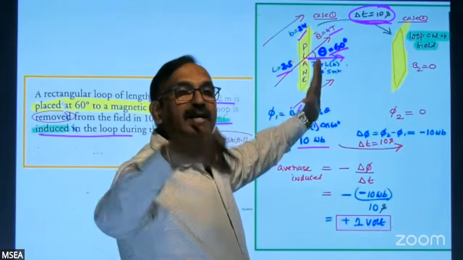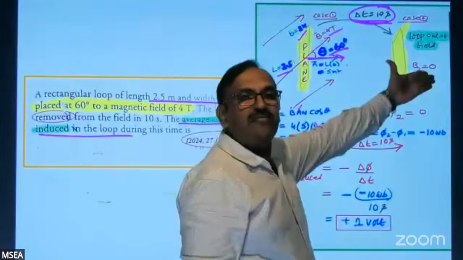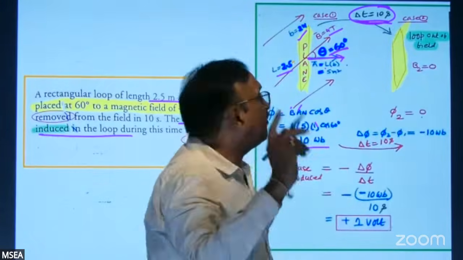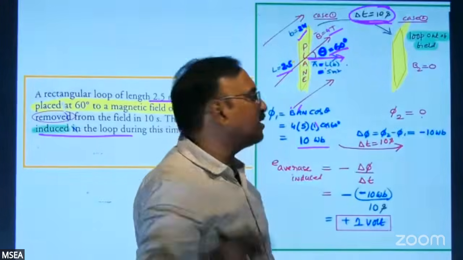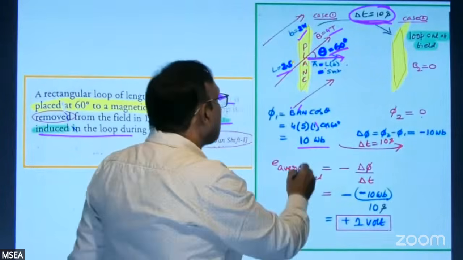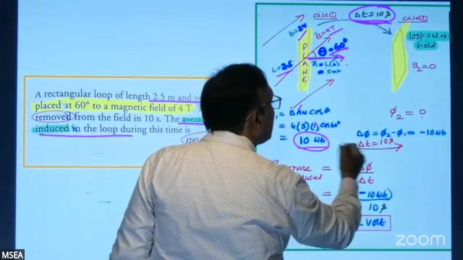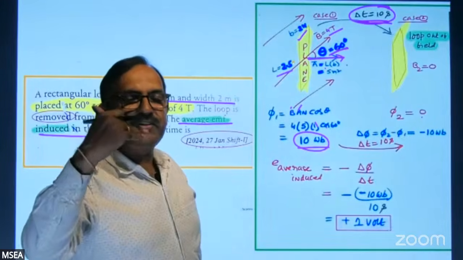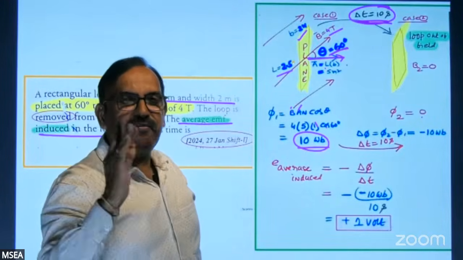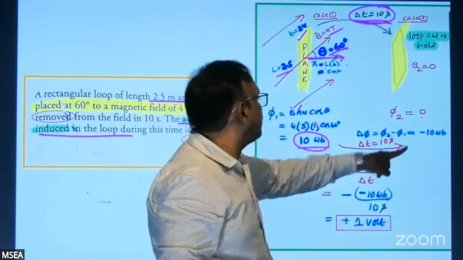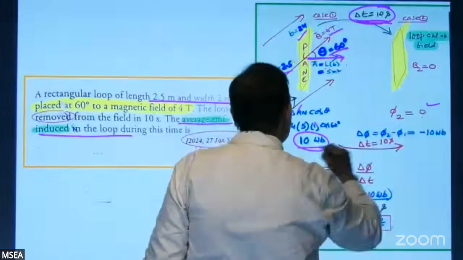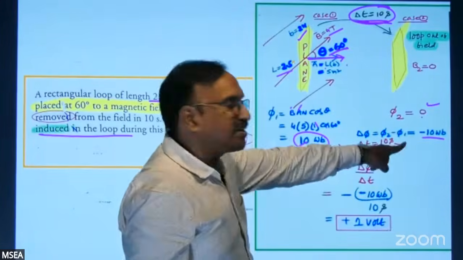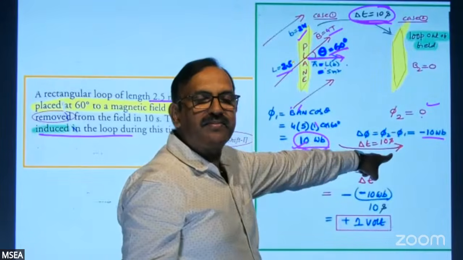When the plate is coming out of the magnetic field, there's no magnetic field at all. No magnetic field means B will become 0. Naturally, flux will become 0. Flux is BA cos theta, B is 0, so flux is 0. That means here the flux is changing from 10 Weber to 0 Weber. You ask yourself, what is the change in the flux? Final minus initial, phi 2 minus phi 1. So phi 2 is 0, phi 1 is 10. So 0 minus 10 equals minus 10 Weber. So the change in flux is minus 10 Weber in a span of 10 seconds.